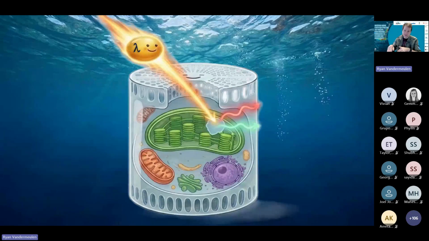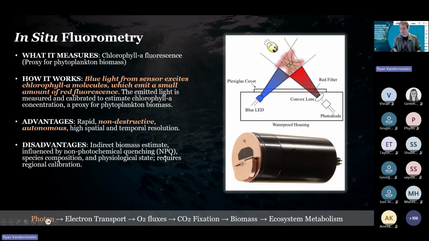And a very small fraction takes a third path, fluorescence. So fluorescence occurs when an excited chlorophyll molecule returns to its original lower energy state by releasing some of that energy as a new photon. So an emitted photon has a longer wavelength than the original one because some of that absorbed energy has already been lost through other processes. This physically manifests as a tiny red glow, and while it represents only a small fraction of the absorbed energy, it is something we can measure. And this brings us to our first measurement approach, the classic in situ fluorometer.